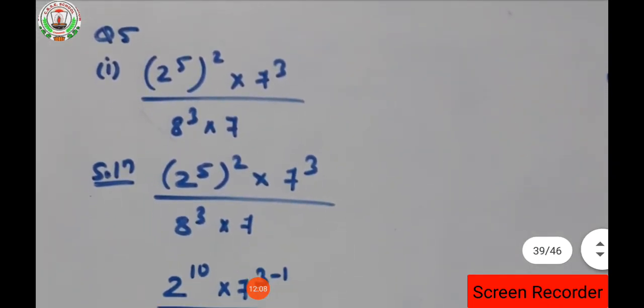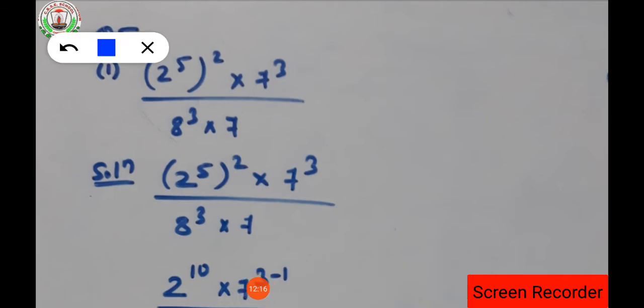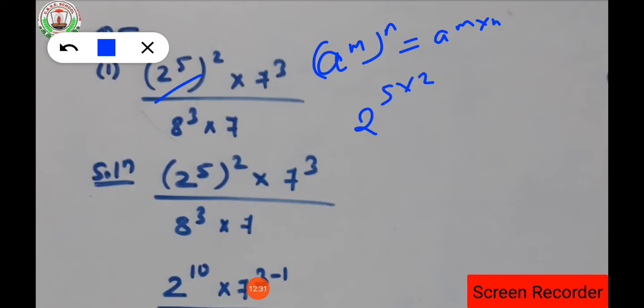Next question number 5. So here it is said to simplify. Okay, I will show you how to simplify. So students, here we can use the law of exponents: a to the power m whole to the power n is equal to a to the power m into n. Can we use the law directly? Of course we can use it. So here 2 to the power 5 into 2 into 7 to the power 3 upon 8 to the power 3 into 7 to the power, nothing is there, that means 1 is there.